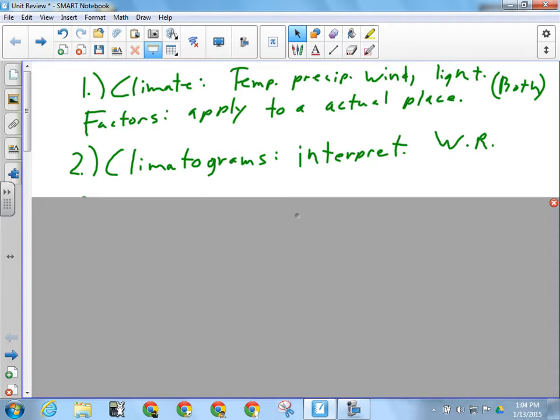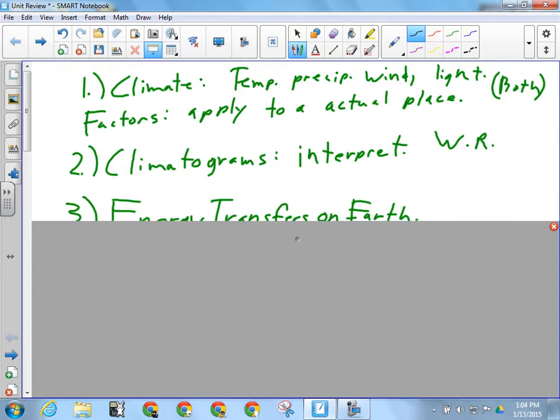So be able to analyze the climatogram and then say, based on my analysis, I think it fits with the tropical rainforest or the taiga or whatever. All right, does that sort of make sense to everybody? Okay, that's what you're going to have to do with climatograms. Okay, so that'll be a written response item.